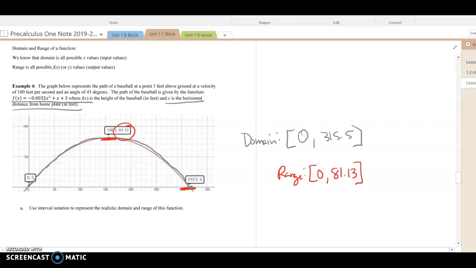This is the first part of the video. There will be a second video that describes and explains difference quotient.